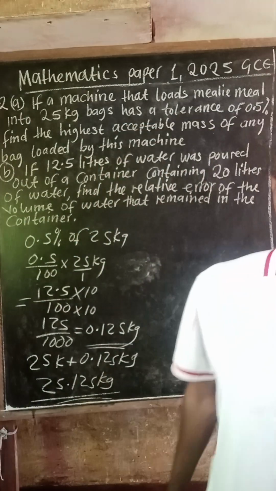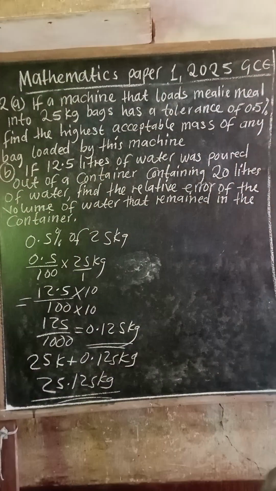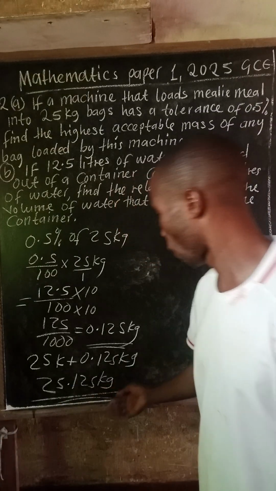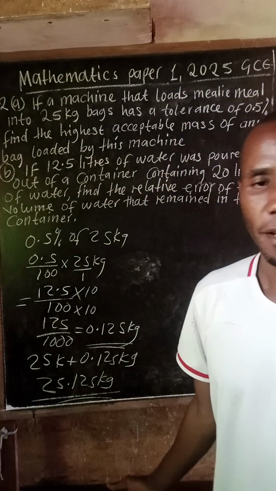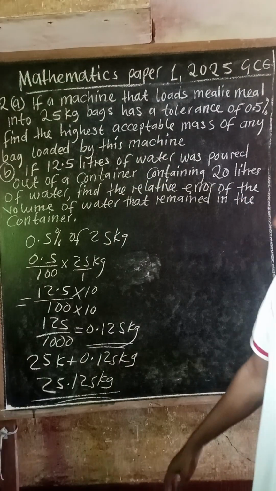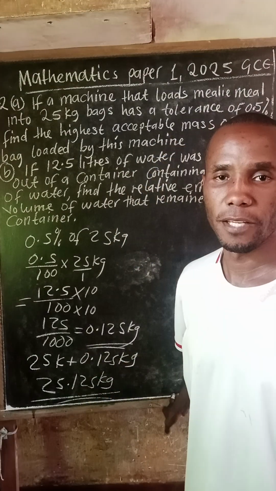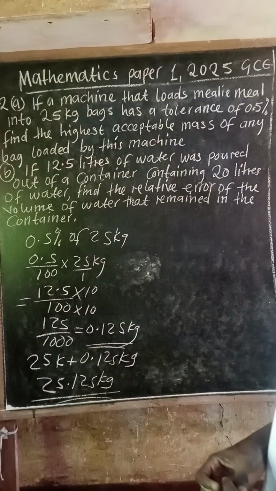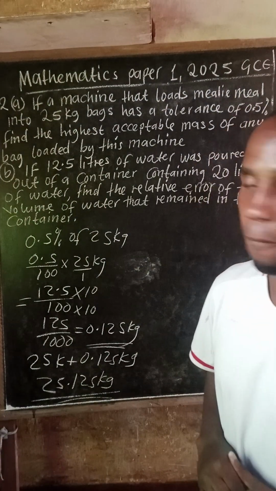So the limit for a bag with more than 25 kg is 25.125 kg. Other than this, nothing can be loaded by this machine because this is the highest. So this is how simple these calculations are. Thank you so very much. Quickly, let's go to question B now.